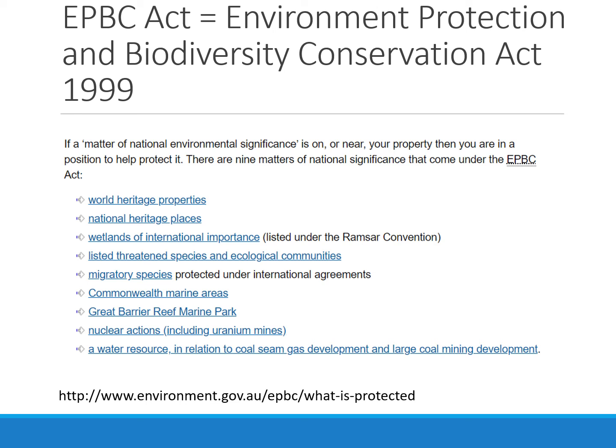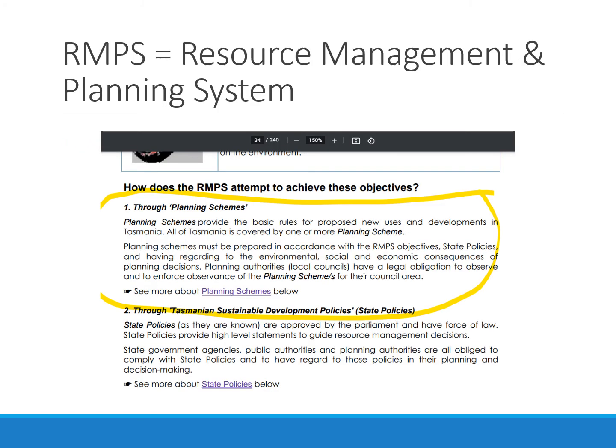They might decide that it's not something that they want to make a decision about, and they say, thanks very much, you can go away now. But EPBC is a really important layer to consider in environmental impact assessment. RMPS is, as I've already said in this video, the resource management and planning system, and it has objectives, and all of this other detail is seeking to uphold these objectives.